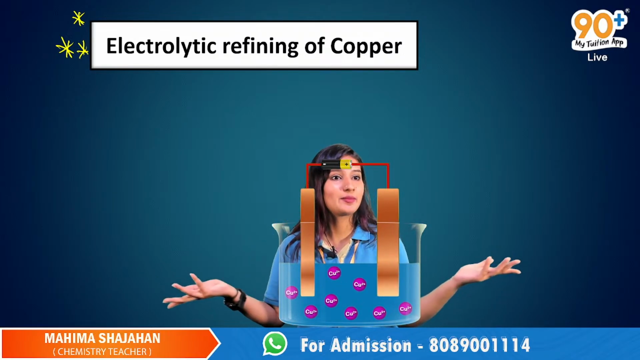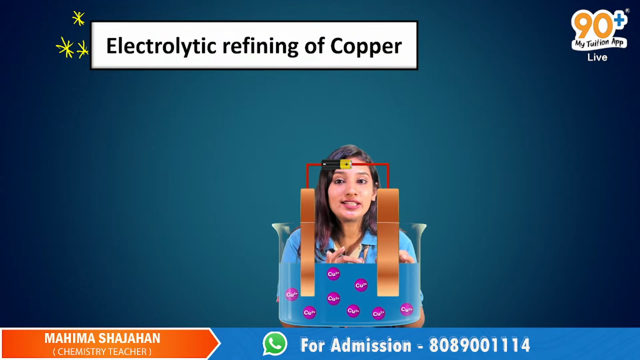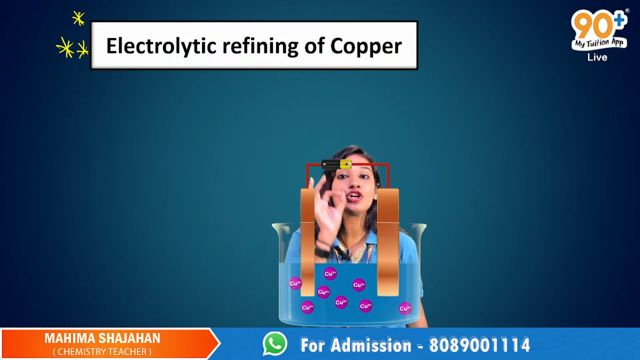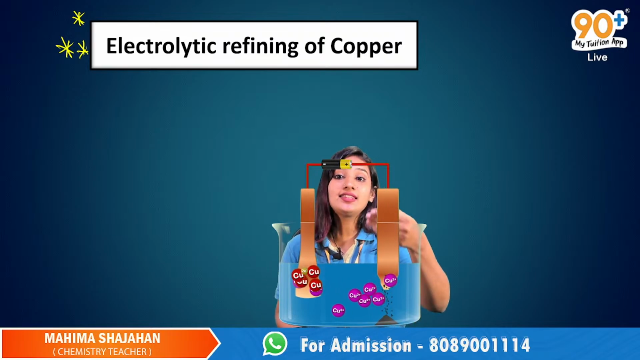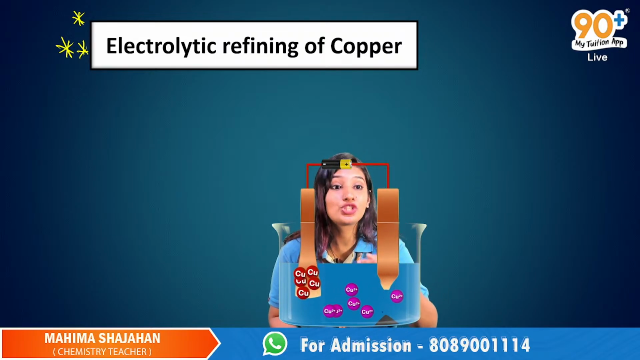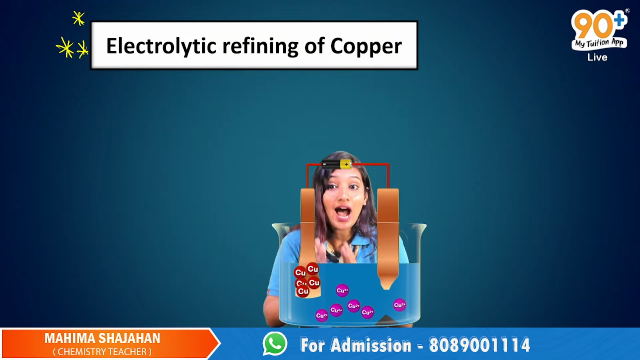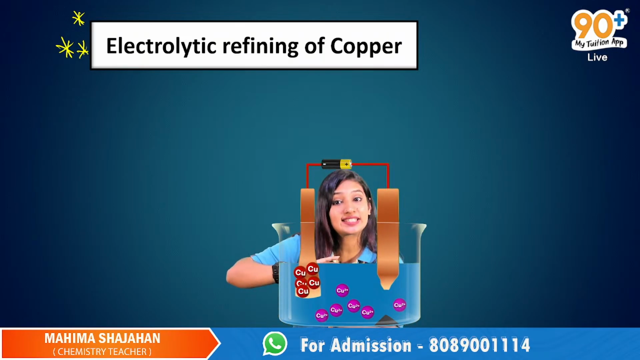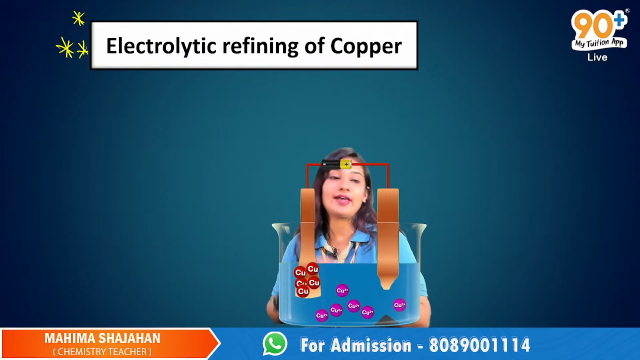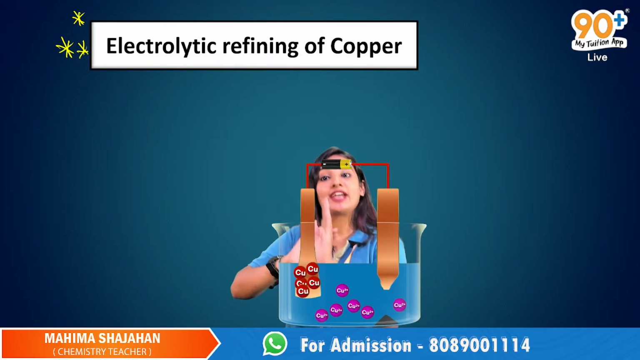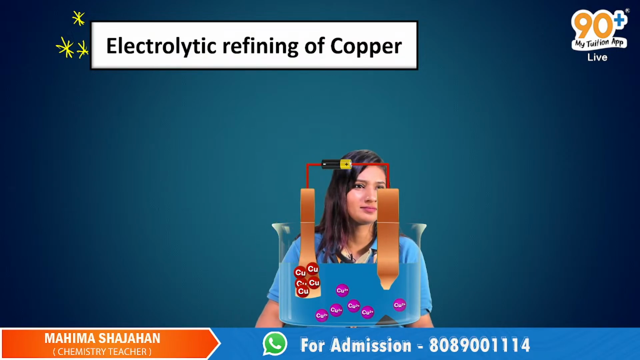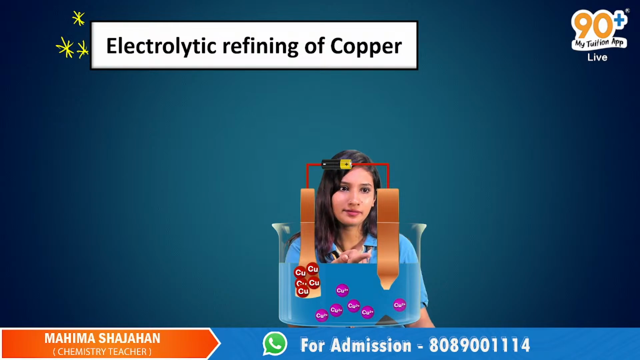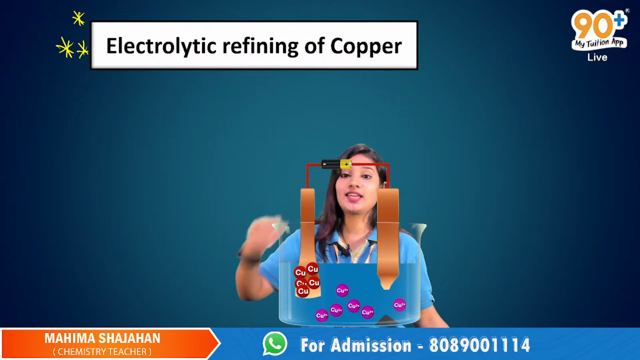What just happened? From the anode, the copper gets dissolved into the solution. The same amount of copper that dissolved into the solution gets deposited on the cathode, from the solution to the cathode as copper. Is it clear or is it confusing? Should I explain it again? I'll explain it again.